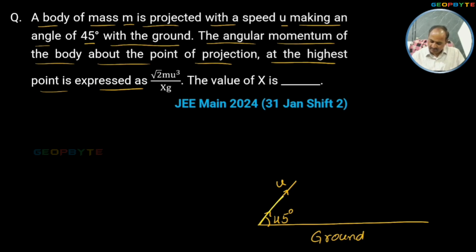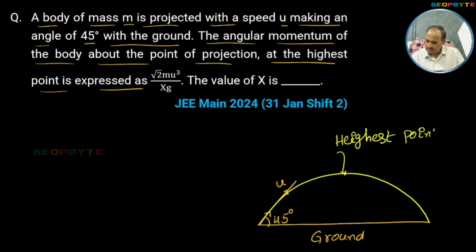You know, the body is moving in free air, maintaining projectile motion. This is the highest point. At that highest point, let the height be capital H. The angular momentum of the body about the point of projection at the highest point is given as root 2 m u cube by x g. The value of x is.